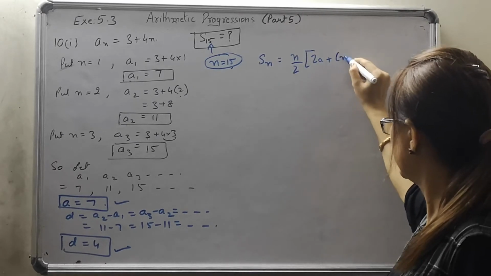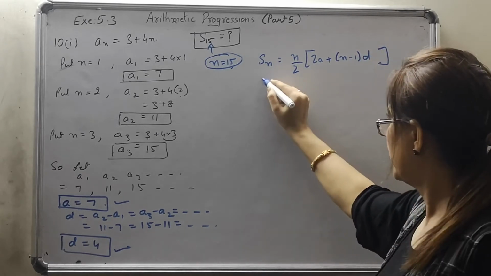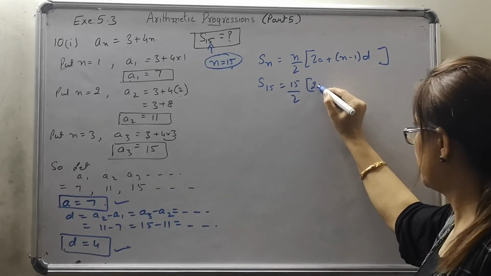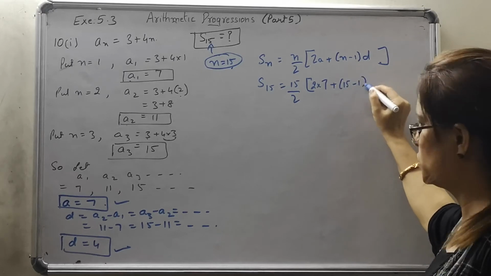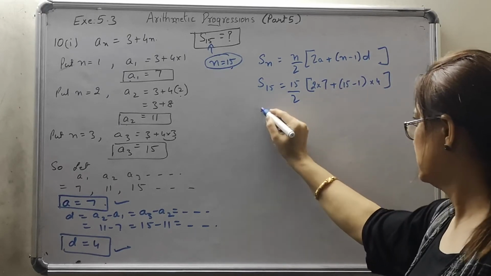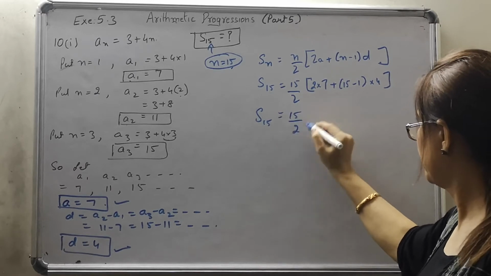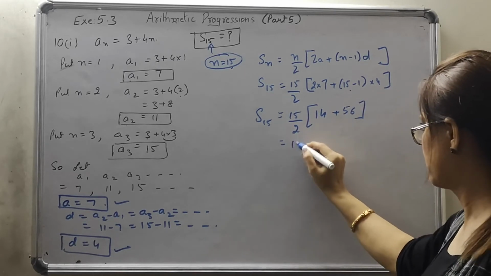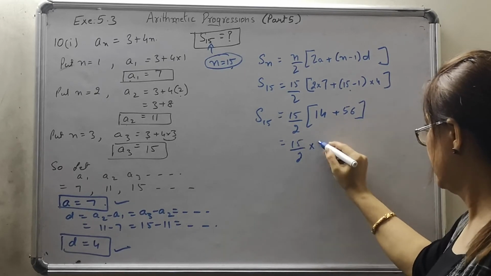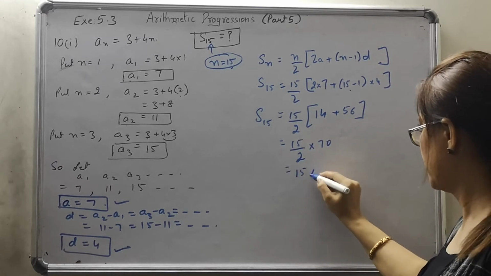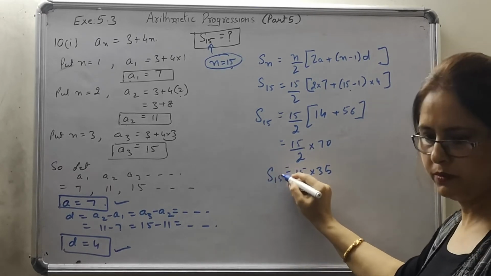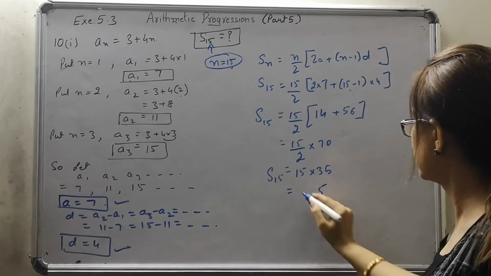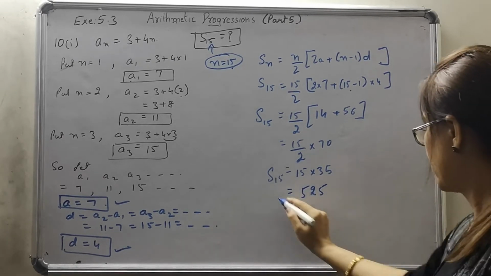So all I have to do is to apply this formula of Sn, N upon 2 into 2A plus N minus 1 into D. So put down N is 15, A is 7. So this is 2 multiplied by 7, 15 minus 1 into D. D is 4. Let's work it out. This is 15 upon 2. This is 14 plus 14 into 4, which is 56. What next? 15 upon 2, this is 70. So this is 15 into 35. So what is the sum to 15 terms? The sum of 15 terms turns out to be 525. Right?